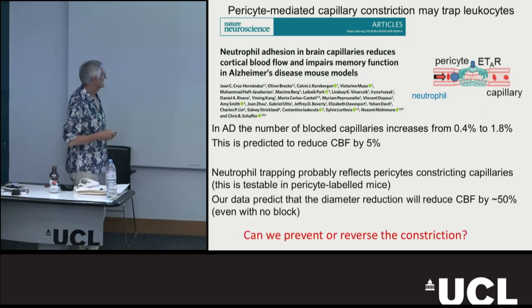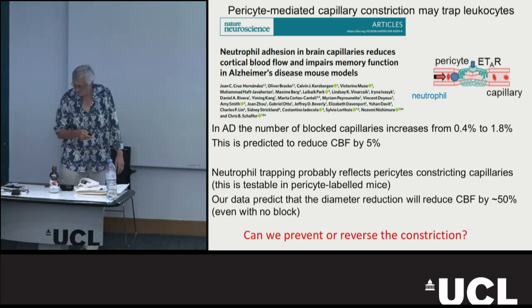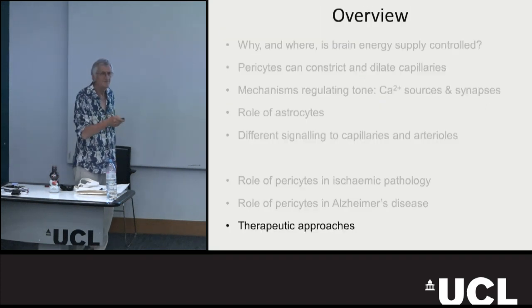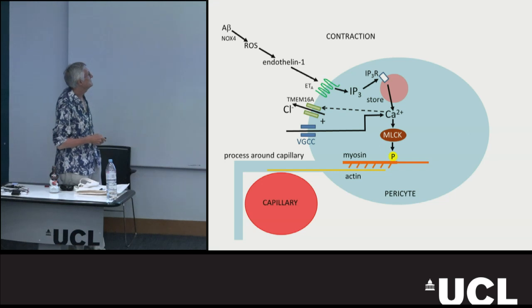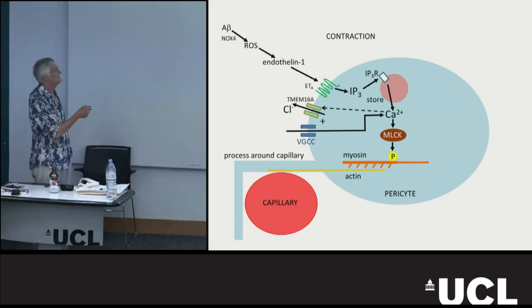Right. Can we prevent or reverse the constriction? I think I'm running out of time, so I better go through this quickly. Therapeutic approaches. I've shown you that this is the pathway by which A beta works on pericytes. NOX4, possibly in pericytes, generates ROS, releases endothelin. That activates endothelin receptors, which then dumps calcium from stores. There's this amplification, and you get a constriction.